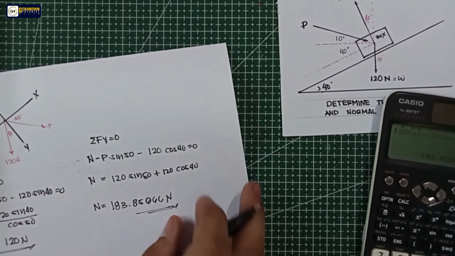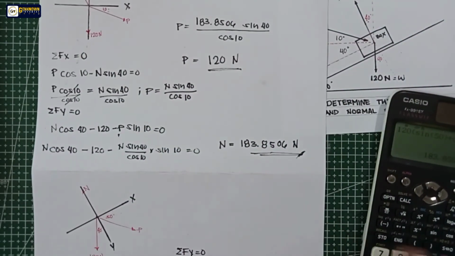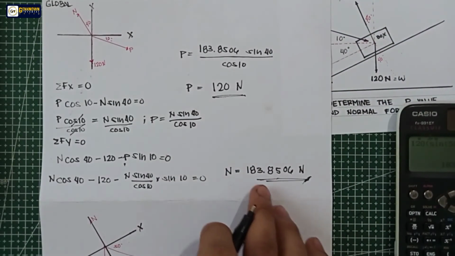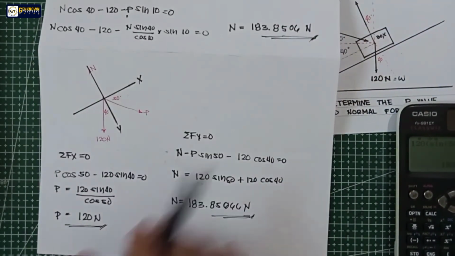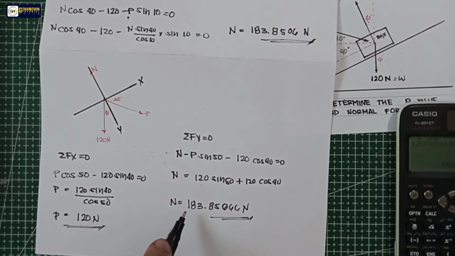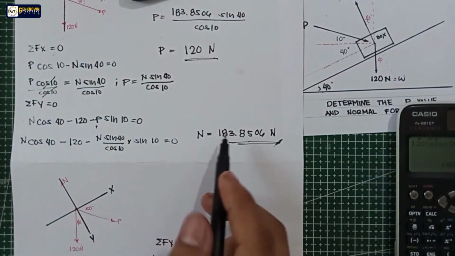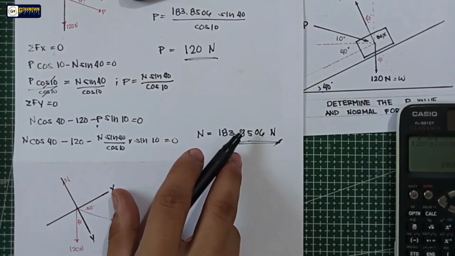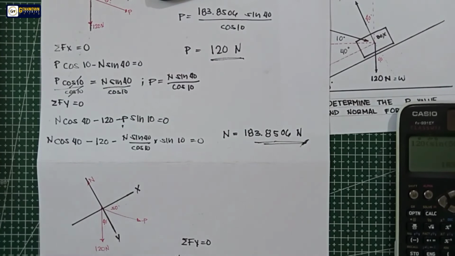So i-compare natin. So as you can see, pareho sila ng sagot. P is equal to 120 Newton. P is equal to 120 Newton. N is equal to 183.85 Newton. And also for the global, 183.85007 Newton. So either use the global or the local axis will do.